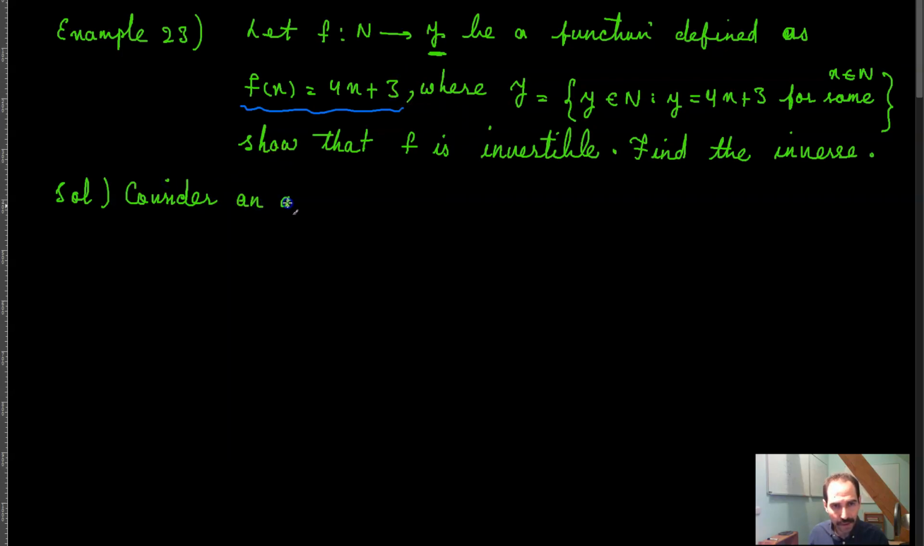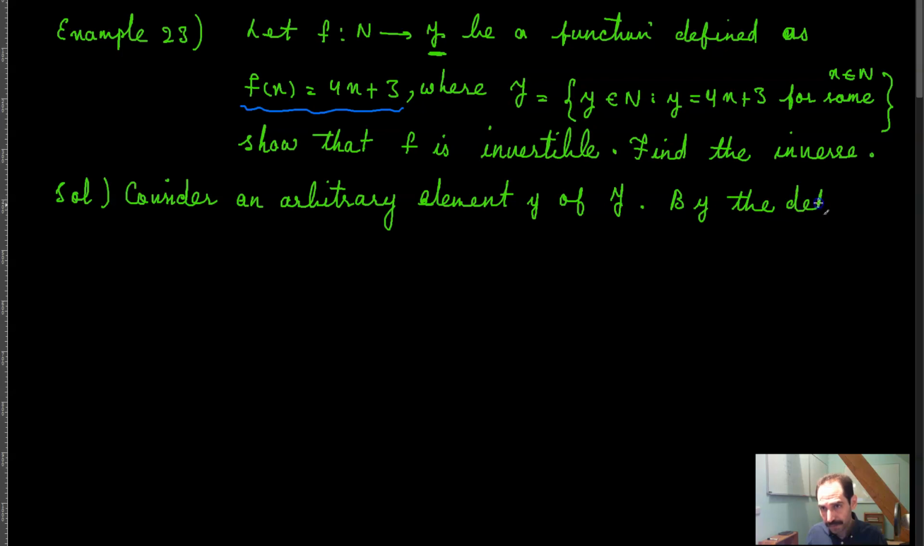So consider an arbitrary element y of basically the set y. Now by the definition of y, the definition of y is equal to 4x plus 3. I'm not talking about this 4x plus 3 that we have over here. But based on this definition, we have y is equal to 4x plus 3.